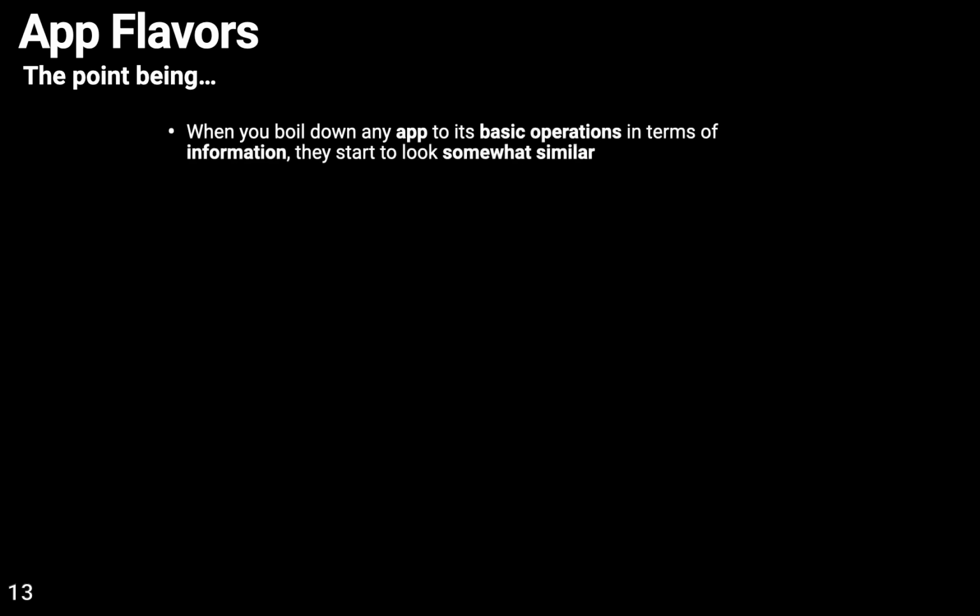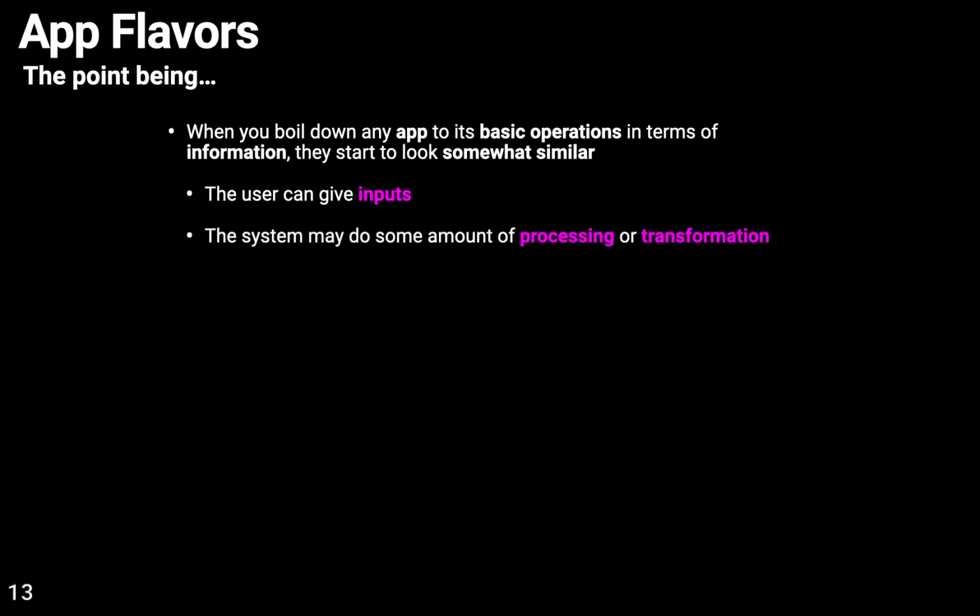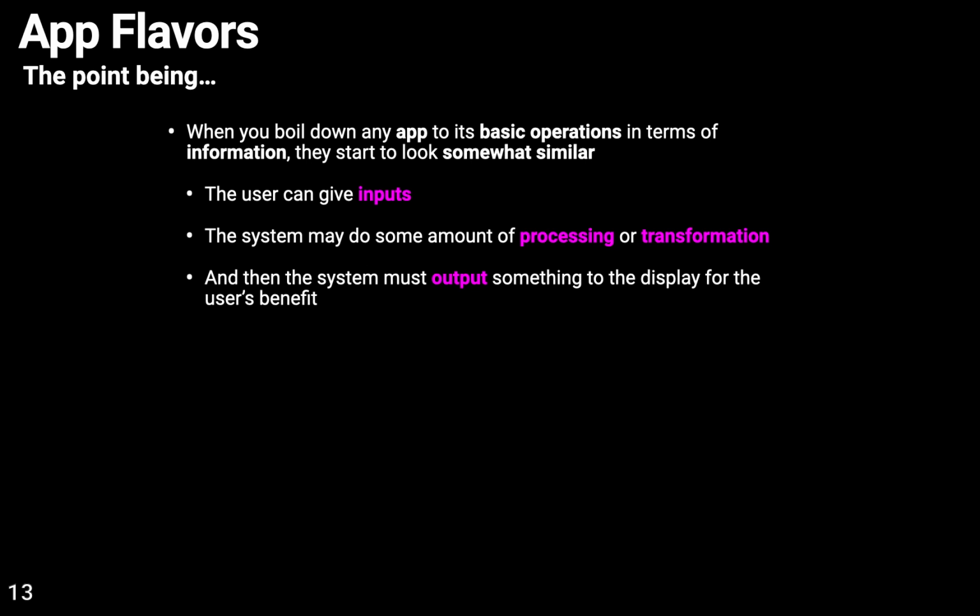So, all said, why are we looking at all these different app flavors? Well, the point is, when you boil down any app to its really basic operations in terms of information, they start to look pretty similar. The user gives some kind of inputs. The system does some amount of processing or transformation of the information in the system. And then it has to output something to the display for the user's benefit.